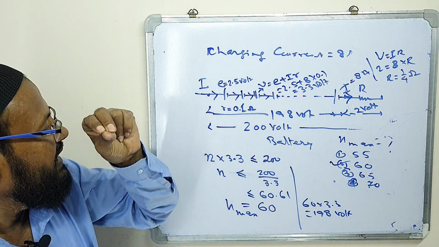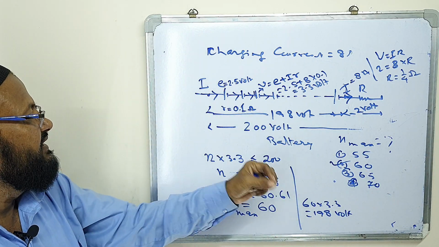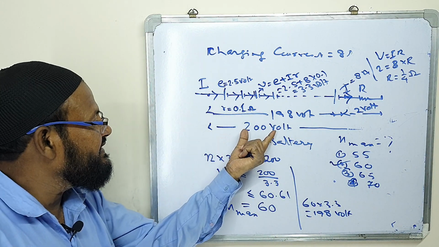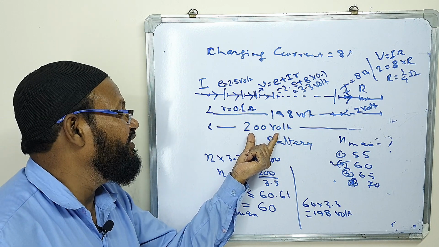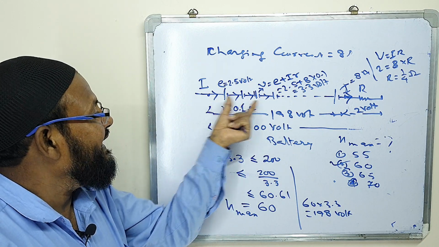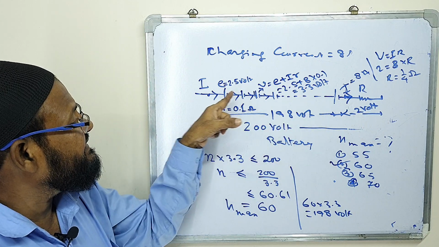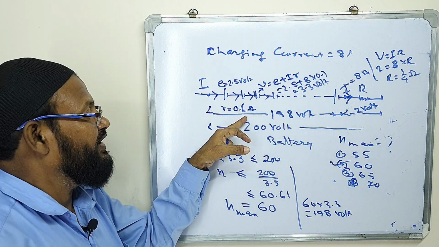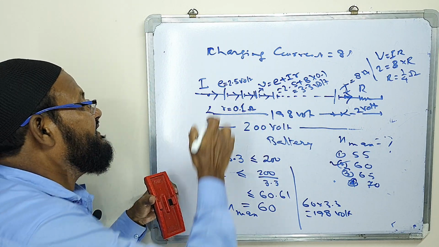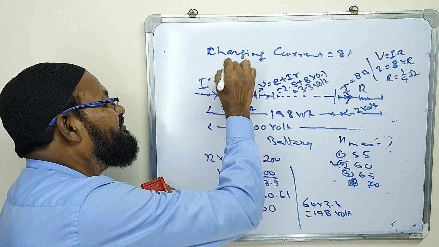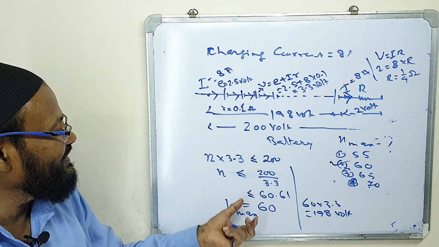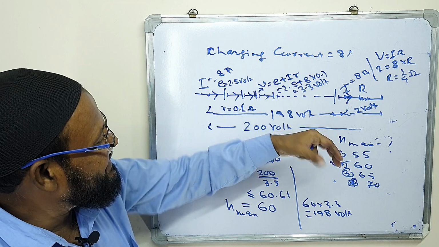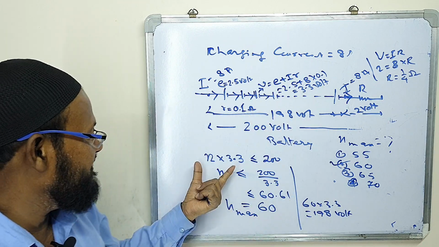I am repeating the question again. Here is a charging battery of 200 volt, with N number of cells. Each cell is 2.5 volt with 0.1 ohm resistance, and the charging current is 8 ampere. The question is: what maximum number of cells can be charged?